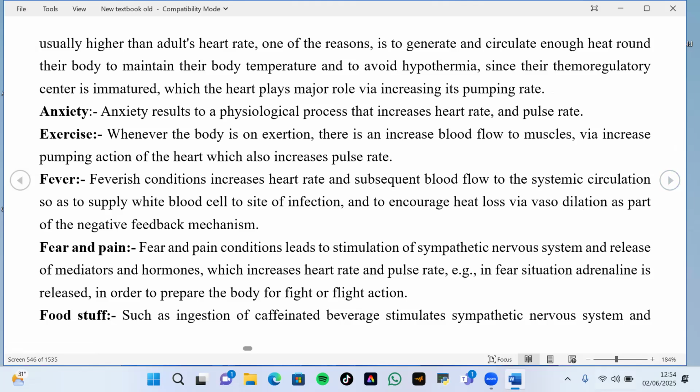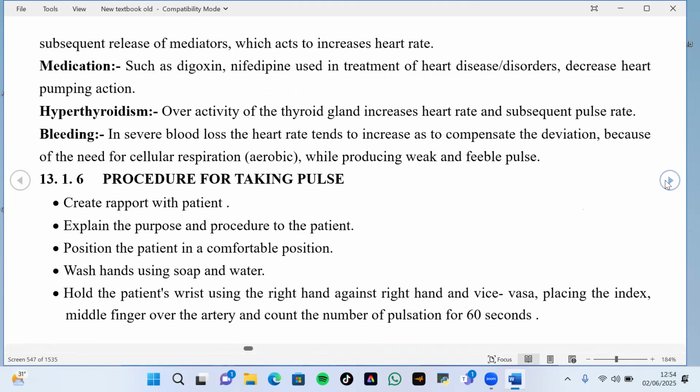Then food. When you consume caffeinated beverages, they stimulate the sympathetic nervous system and subsequent release of mediators, which act to increase heart rate. Then we have medications. Certain medications you will take, such as digoxin, that's for treatment of heart disease, and medications used in the treatment of hypertension, can slow heart rate. Hyperthyroidism, that is overactivity of the thyroid gland, increases heart rate and subsequent pulse rate.